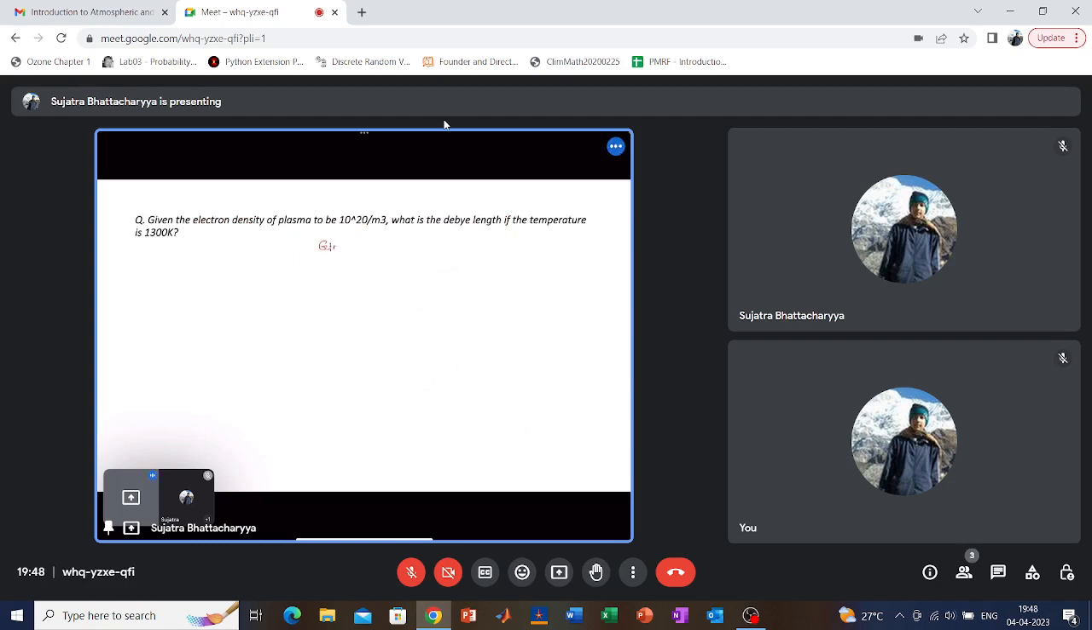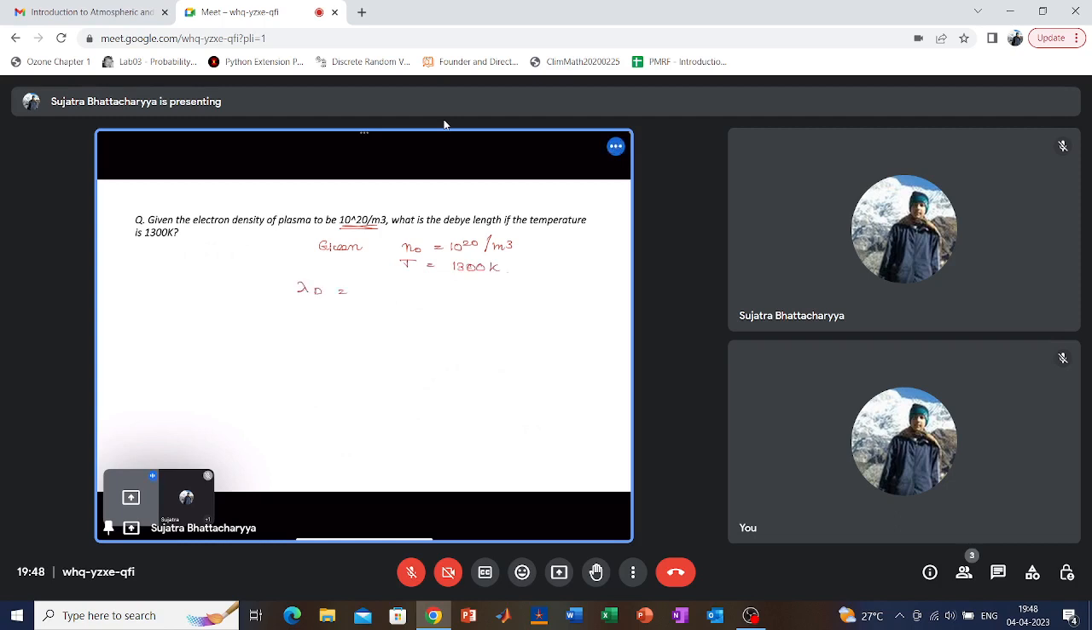Given n naught is 10 to the power 20, I have given some arbitrary value. In the ionosphere this is not possible, I think 10 to the power 20, because in one layer we know that maximum is 10 to the power 12. Okay, so the temperature is 1300 Kelvin. We need to find out the debye length.